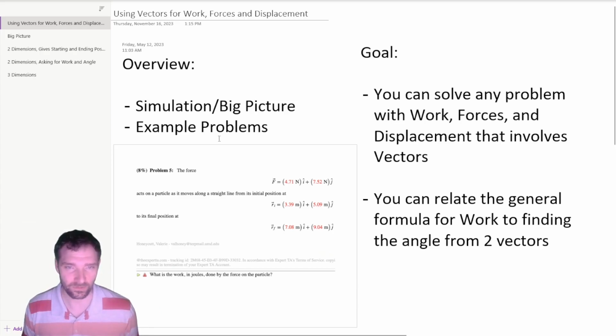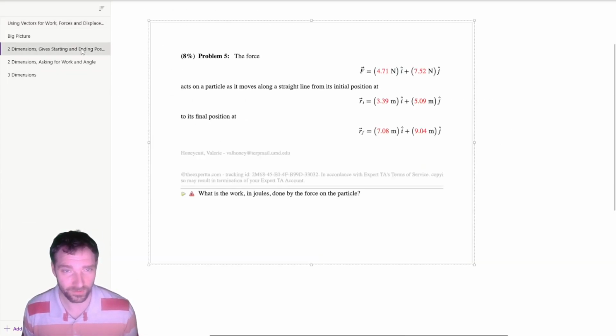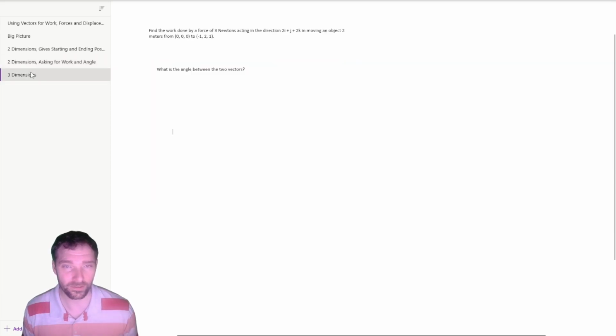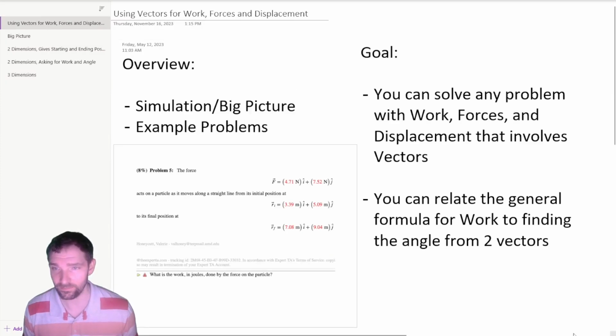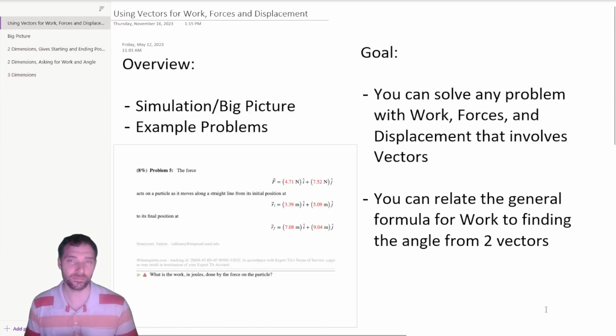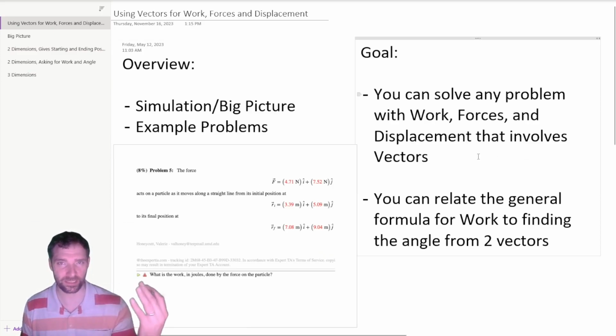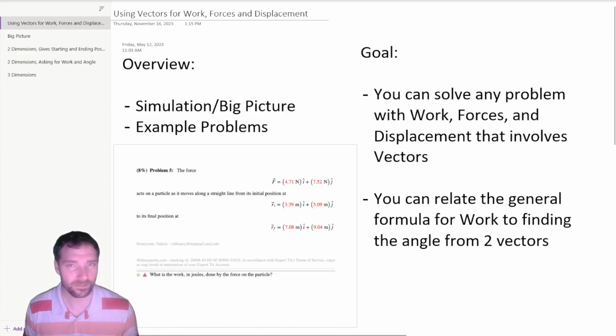And then we'll actually do a couple different example problems. One like the example that I have there, another one where they're actually also asking for the angle between these two vectors, and then also one where there's three dimensions and we're trying to find the angle between the two vectors there as well. So you should be able to solve any problem that has these three concepts by the end of this video, and you should be able to understand how the formula relates to those different examples. Okay, let's dive into it.